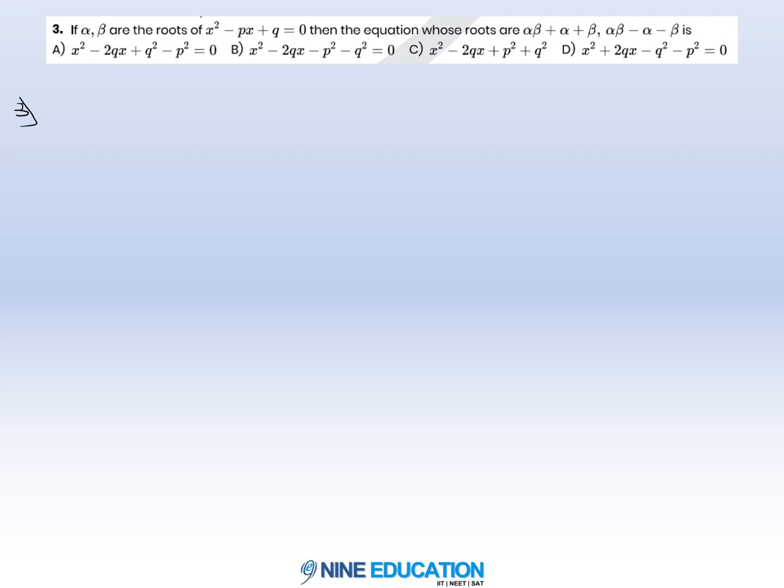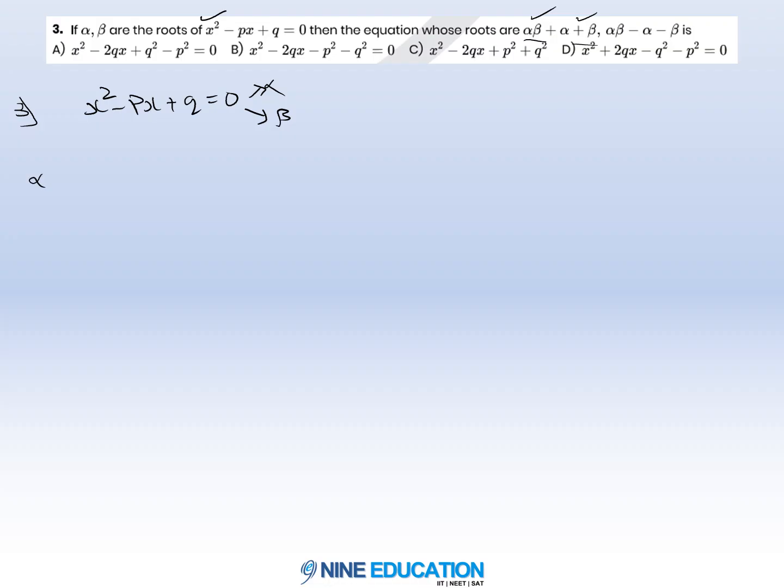So alpha, beta are roots of this quadratic equation. The given equation is x square minus px plus q equals to 0. For this equation, roots are alpha and beta. Then we need the equation whose roots are alpha beta... So ultimately we need to find alpha plus beta and alpha into beta, right?